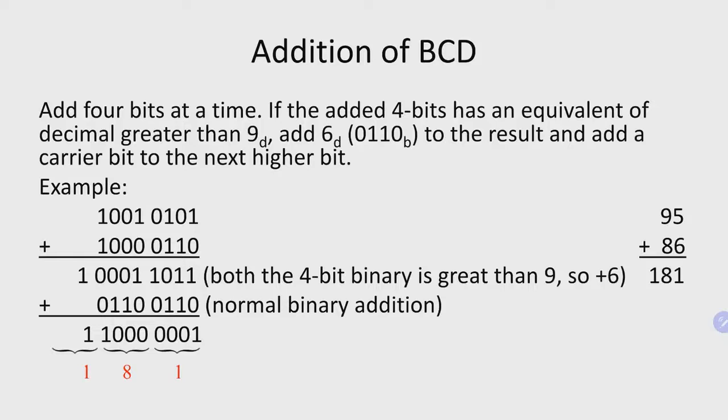Okay, addition. So because we have a range of value that is invalid, we do our normal binary additions, 4 bits. We look at every 4 bits of the results. If that 4 bits is greater than 9, then we're going to add 6 to that.